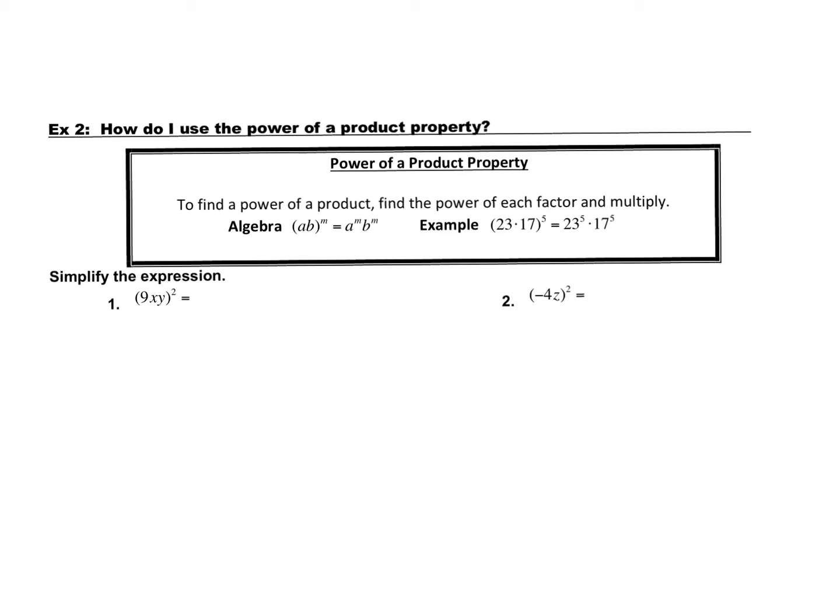All right, power of a product property. To find the power of a product, you're going to find the power of each factor and multiply it. And so let's take a look at what that's going to look like.